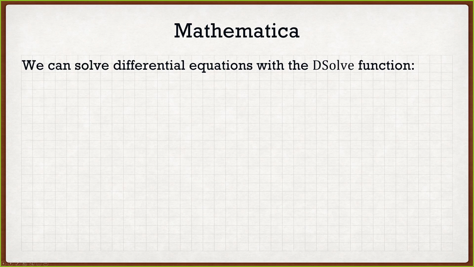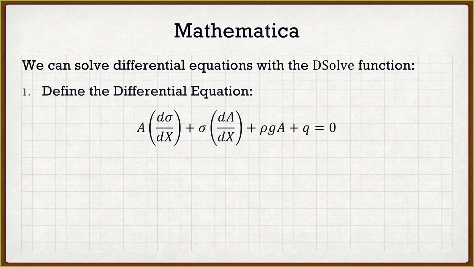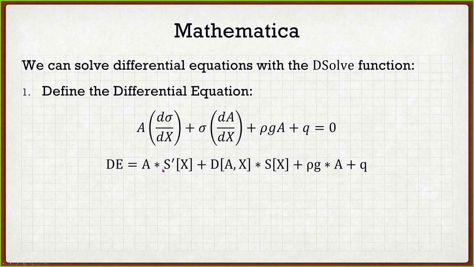And what we have to do is basically two steps. The first is we define our differential equation. So let's say that this was my differential equation. I would define it as a times s prime of x. So this is sigma, and we know sigma is a function of x, so I would put s prime of x to show its derivative, plus this term dA over dx. So that can just be the derivative of a with respect to x, times sigma, so times s of x, plus rho g times a plus q, and that's it. I just defined my differential equation.